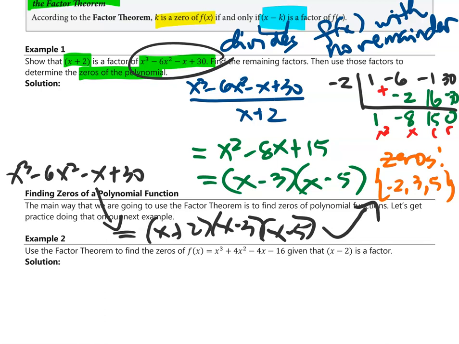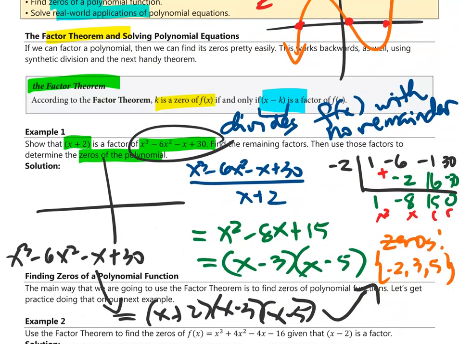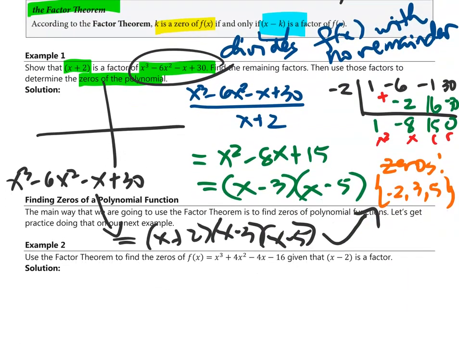So if you graph this, just like our example here, those are the zeros, the points on the x-axis. These are the zeros, negative 2, 3, and 5. So negative 2, 1, 2, 3, and 5. So these are the zeros.